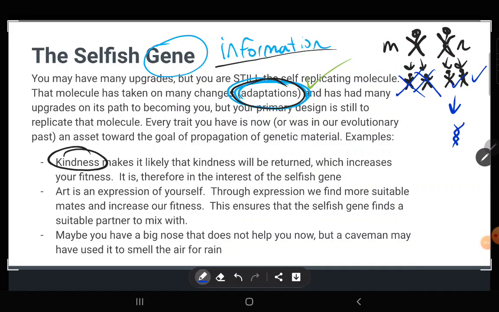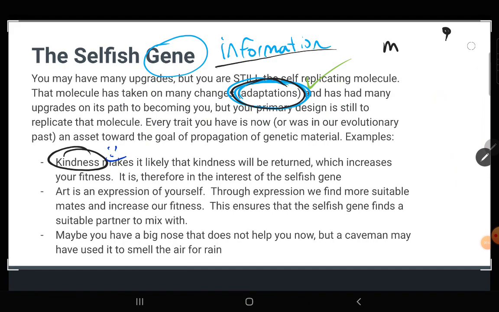So even though it is a nice behavior, it is kind, isn't that sweet? It is still serving the gene. So that is still, even though it is kindness, it is still helping the gene, and is still the selfish gene's strategy for propagation. And so that is one way we explain kindness as a selfish gene.